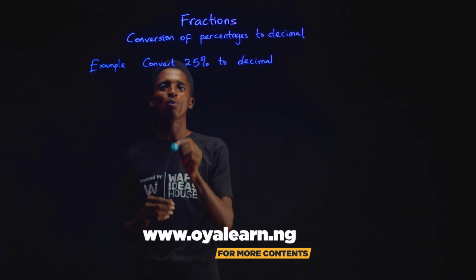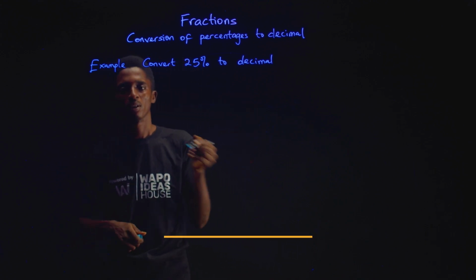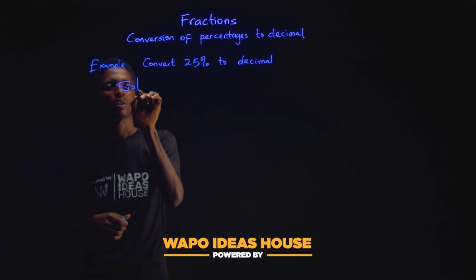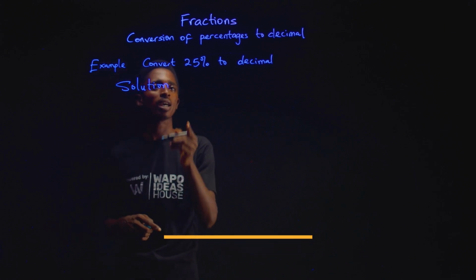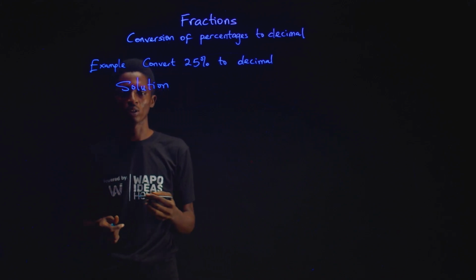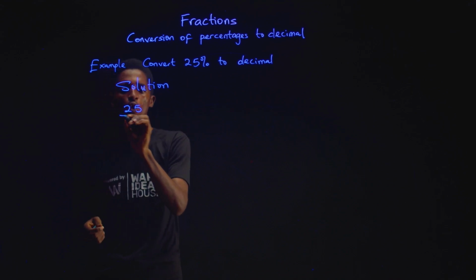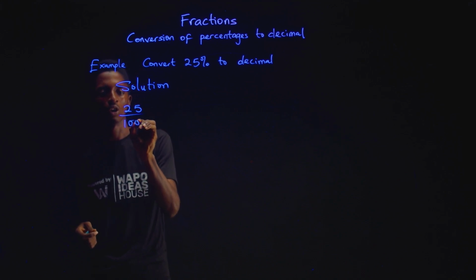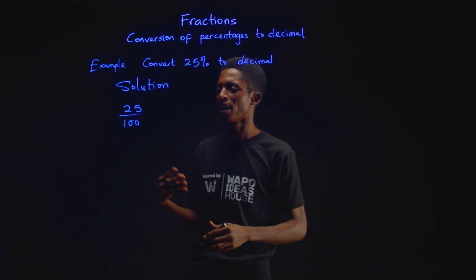Now, in this example, we are to convert 25% to decimal form. This is how it's done. Solution. The first thing we do here is to bring 25% into a fraction. And in order to do that, we write 25 over 100. So anything you have in percent, just divide it straight by 100.